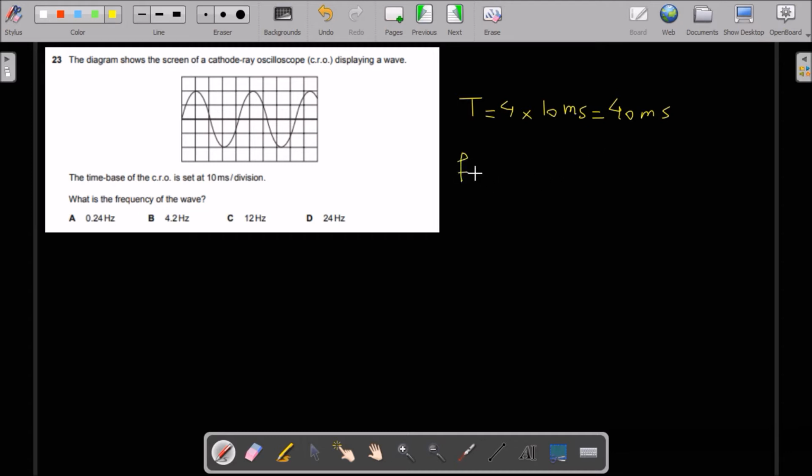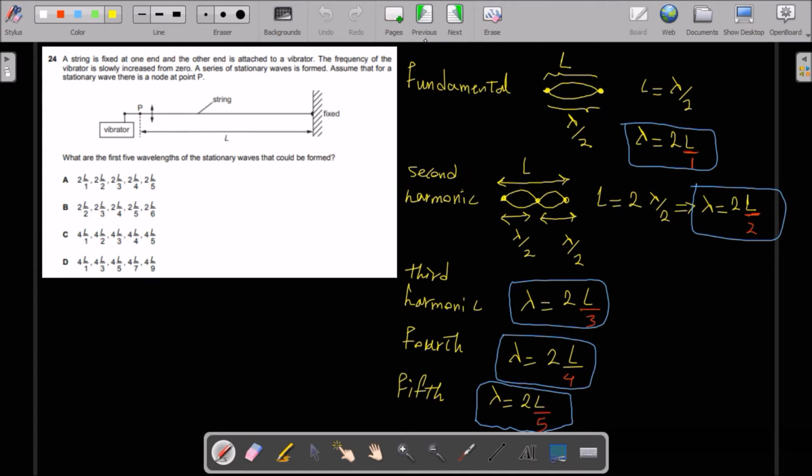And you know that frequency is equal to 1 over time period. So it is 1 over 40, and instead of milli, you can write 10 to the power negative 3. So the result is 25, which approximately you can consider 24, because we don't have 25 in the choices. So D is right. Question 23, D is right.